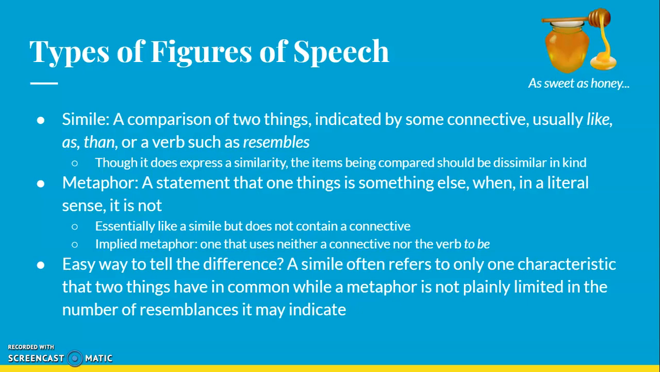So it's essentially like a simile, but it doesn't contain a connective as a simile does. We also have another kind called the implied metaphor, which is one that uses neither connective nor the verb to be. We want an easy way to tell the difference. It's that simile often refers to only one characteristic that two things have in common, while a metaphor is not plainly limited in the number of resemblances it may indicate.